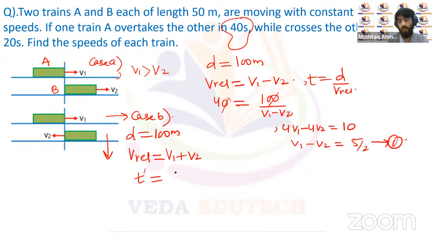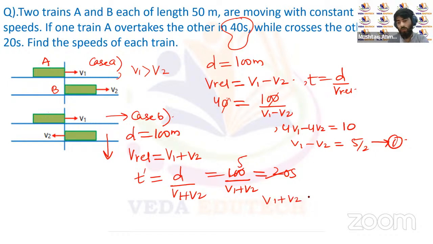Let's call that t dash. That will be distance upon the relative speed, that's v1 plus v2, and the distance is 100 meters again. The time taken by them is equal to 20 seconds, right? So it will be 100 upon v1 plus v2 equal to 20, which means v1 plus v2 will be equal to 5, right? So this is our equation second.